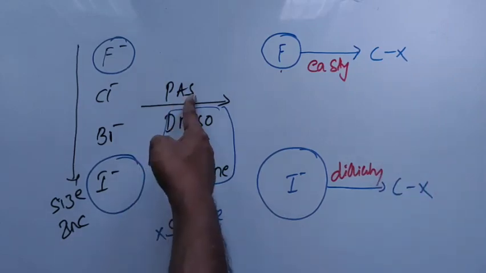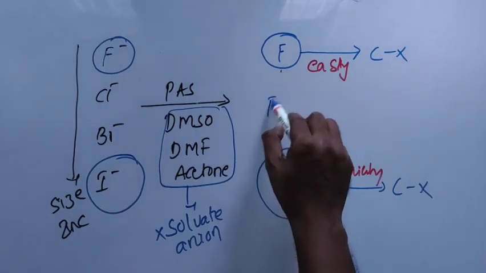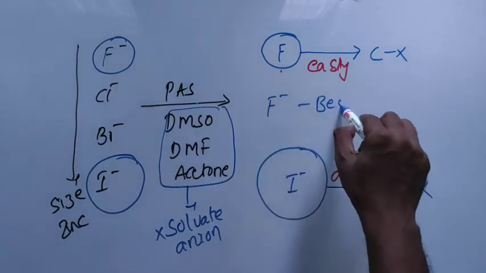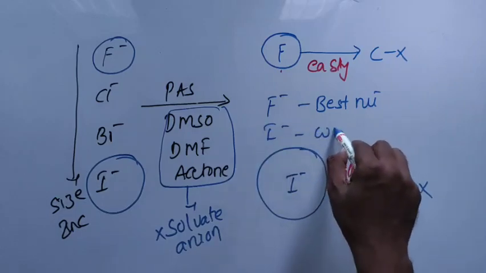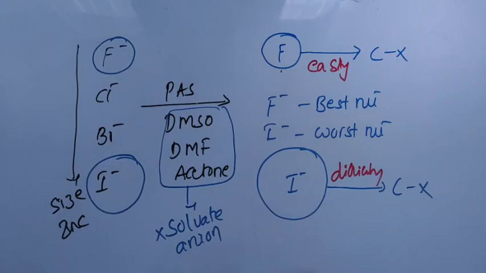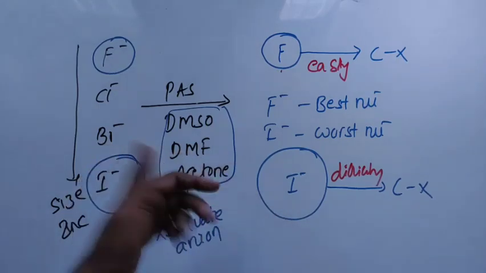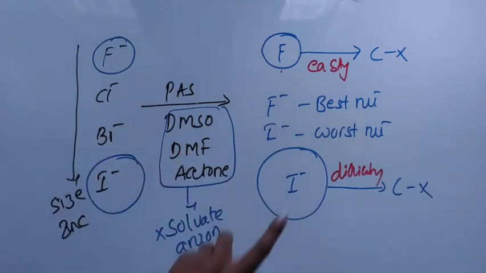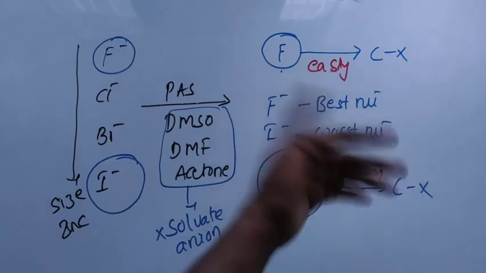Therefore, in polar aprotic solvent, fluoride ion is the best nucleophile and iodide ion is the worst nucleophile. I hope this aspect is clear. Basicity remains the same. Basicity is not affected by the size. That is the first point we had seen already in the first video. So basicity is unaffected by the size. Only nucleophilicity is affected by the size.